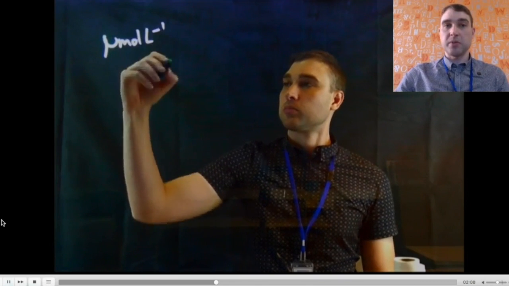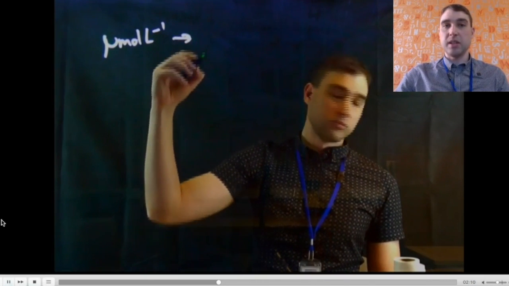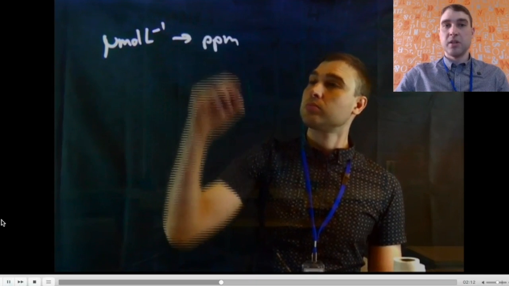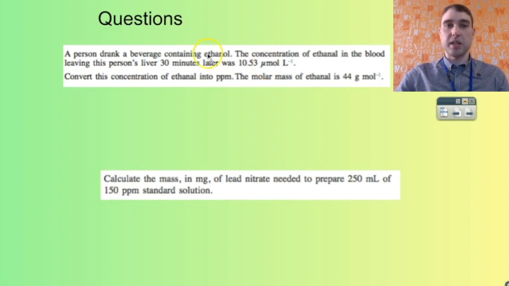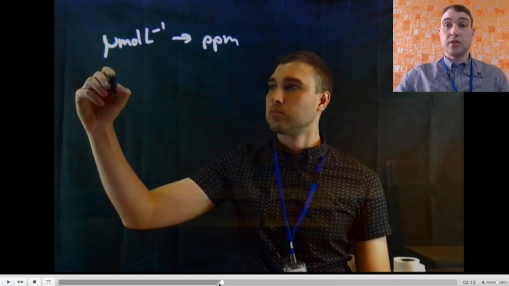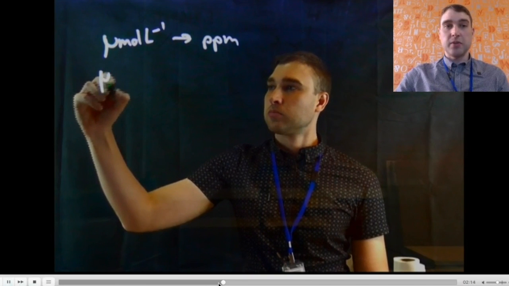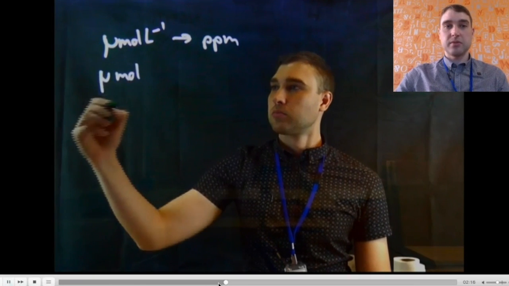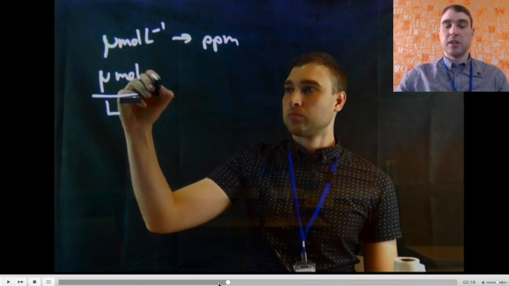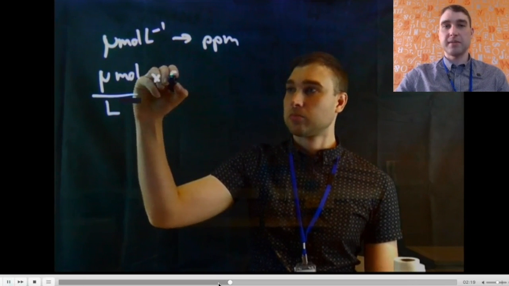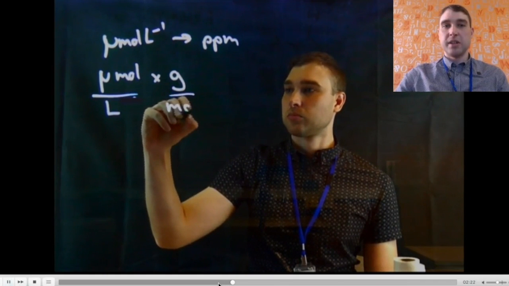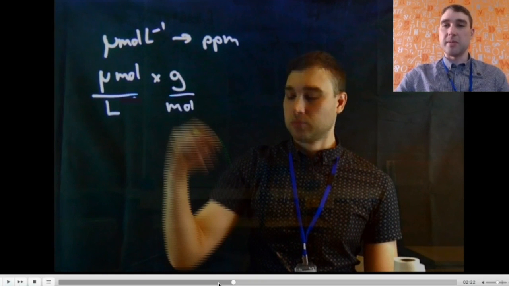So we've got micromoles per litre, and we need to turn that into, if we look at the question, parts per million. We're starting with micromoles per litre and it asks for parts per million. So I'm going to write out what our units are to start with, and then we're going to start doing some conversions. So we've got micromoles per litre, and to convert that initially I'm going to multiply it by the molar mass of the ethanol.